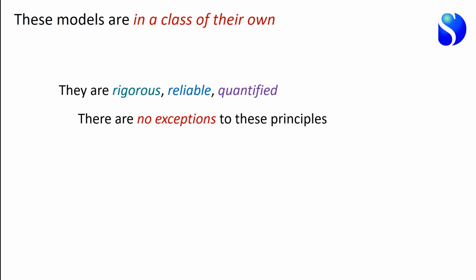What this all means is that these models are in a class of their own. There is nothing out there that does what these models can do. They are rigorous, reliable, and quantified. There are no exceptions to the principles I summarized in that chart. Those mechanisms apply in every case. You can't substitute them with something else. There isn't some other way in which you can look at how the business system is working. That is how it's working.